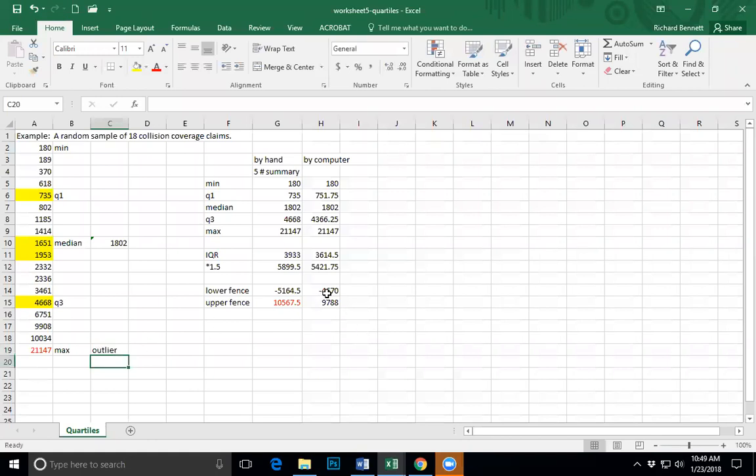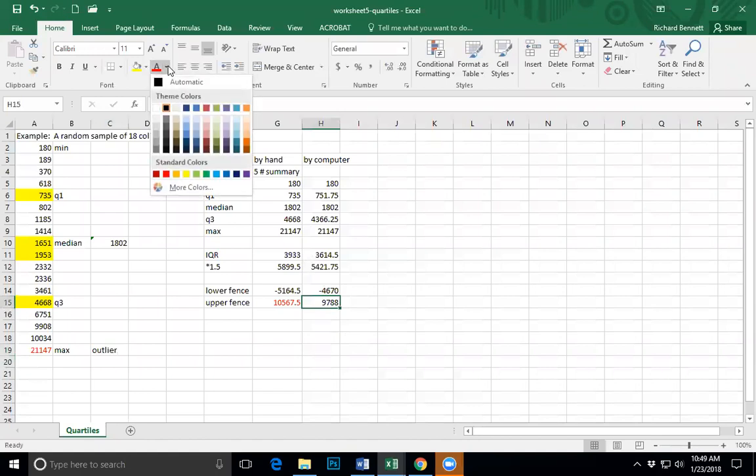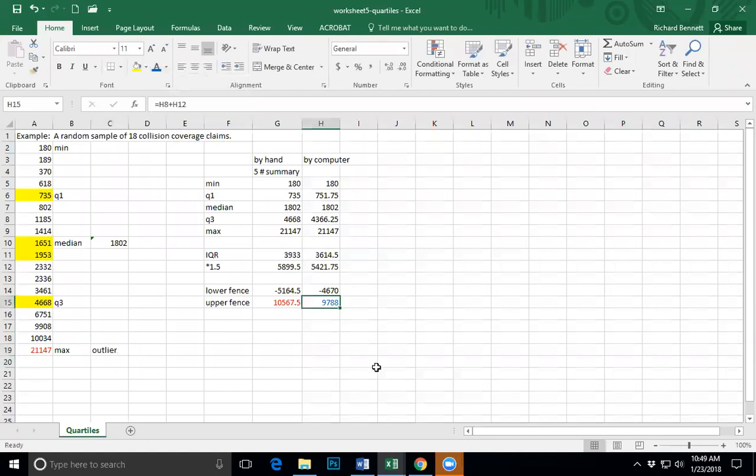Now, look at this one. If I do this by computer, I'm gonna highlight this in blue. This says anything greater than 9788 is an outlier. Do I have any more outliers here? This one is also now an outlier. Because my interquartile range is different, that affects these outliers. So in this case, I have one outlier, which is the 21,147. In this case, I've got two outliers, which is the 10,034 and the 21,147.